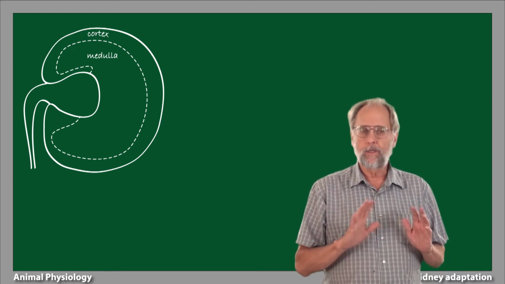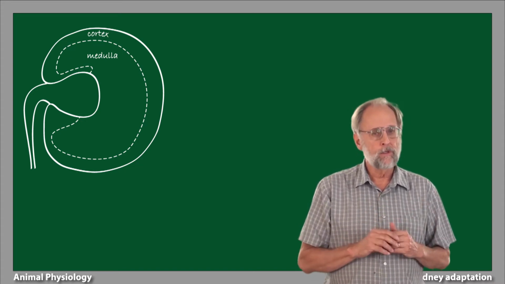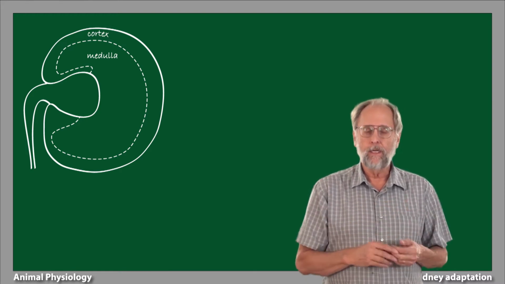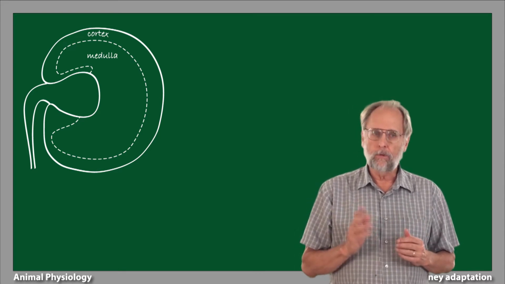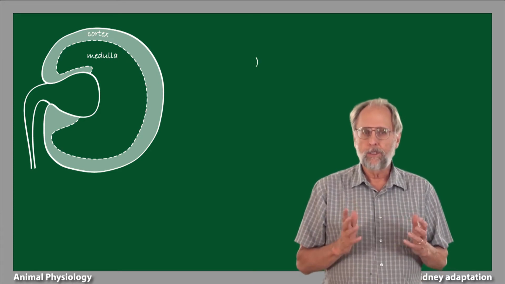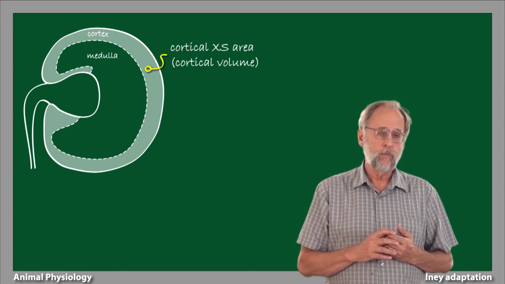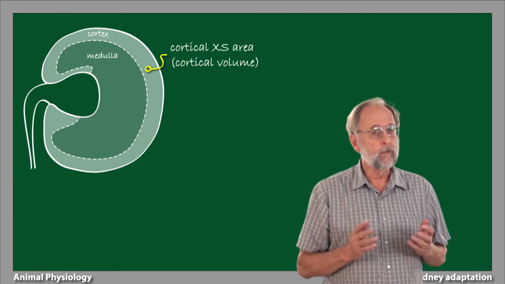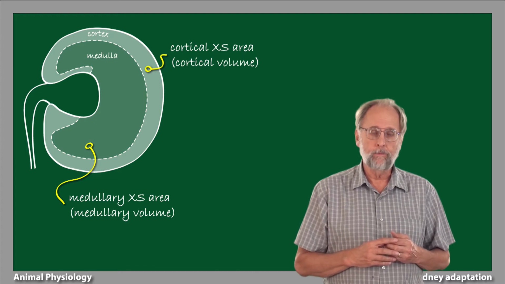We'll get into some of the details of that momentarily, but for now we can use certain gross physical measurements of the kidney as a rough indicator of the mix of these three different kinds of nephrons. In a kidney coronal section, we can identify a cortical coronal section area, which of course is proportional to the volume occupied by the kidney cortex. By the same token, we can measure the coronal section area of the renal medulla, which will also be proportional to the volume of the renal medulla.